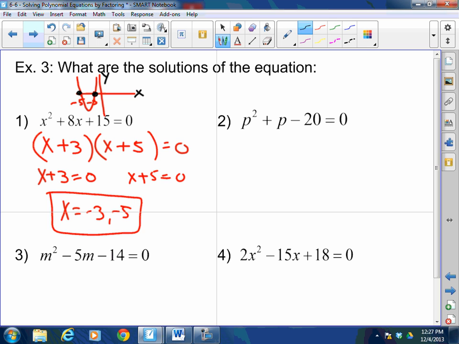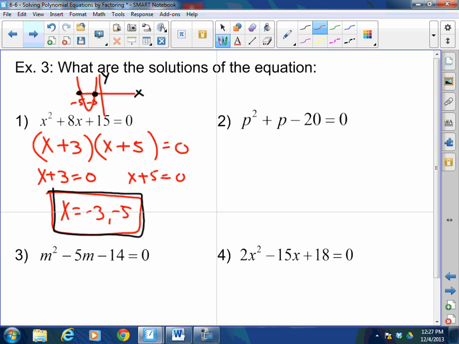You feel me? Yes, sir. Thank you. What do you mean it doesn't matter what order you put it in? Oh, it doesn't matter if you put -3 or -5 first? No, sir. I thought you meant on the graph. On the graph, it definitely does matter.